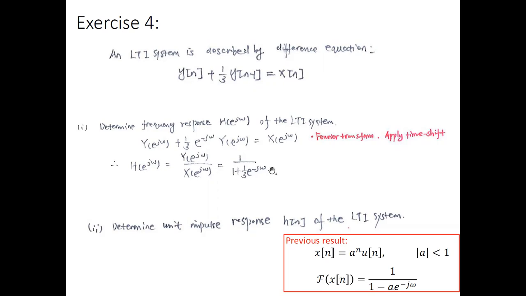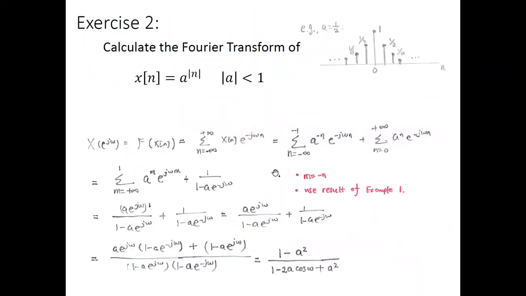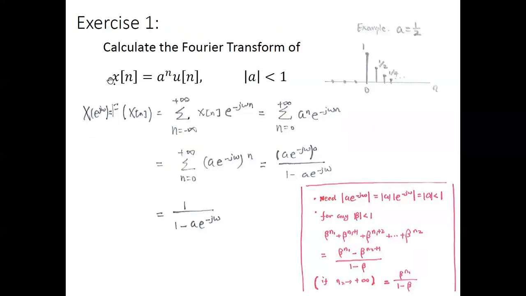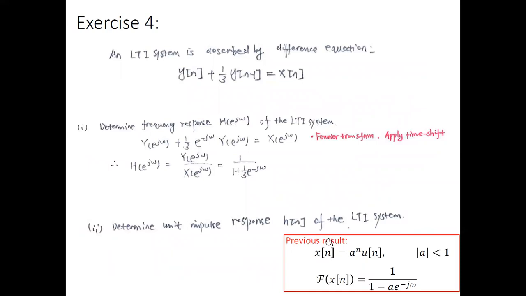Then the next question is, determine the unit impulse response, small h of n, for this LTI system. To obtain that, we can apply a previous result. If we look at exercise one, we have this x of n, which is a to the power n times u of n. Then its Fourier transform is 1 over 1 minus a exponential minus j omega. It applies to the case where the magnitude, or absolute value, of a is less than one. We just apply this result to this example.